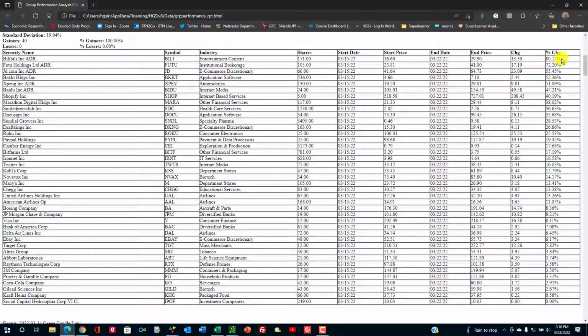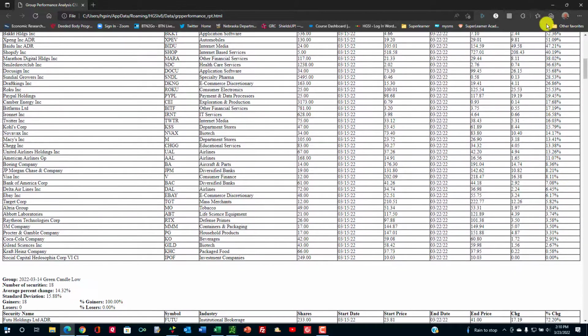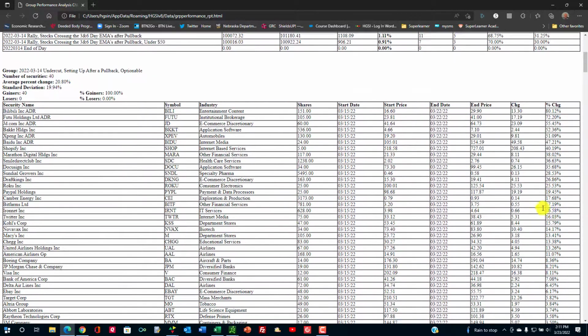BILI returned 80%, Futu 72.2, JD 55.45. Let's see, BKKT 52.36. So you can see there are a lot of good performers. The lowest performing was a 0%. Kraft only did 0.8. Gilead only did 2.67, and so on.